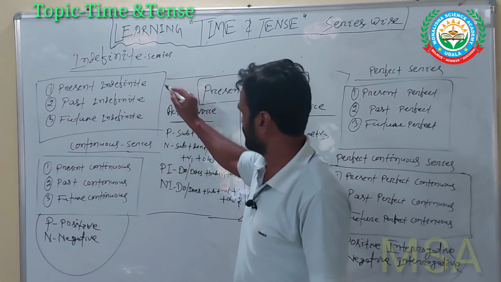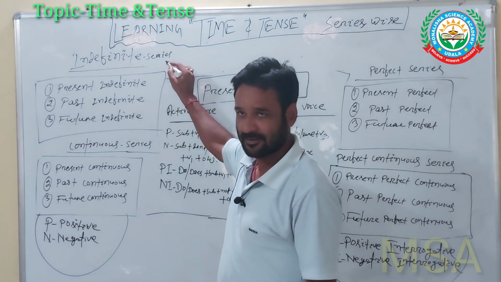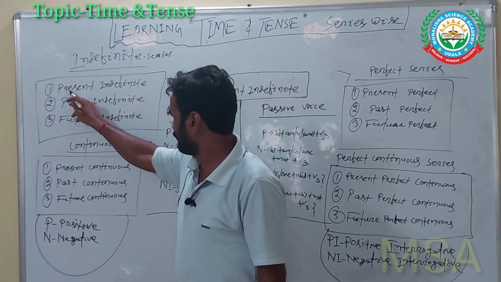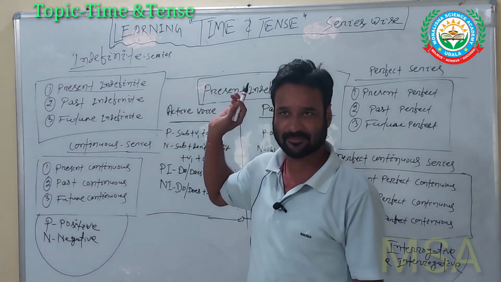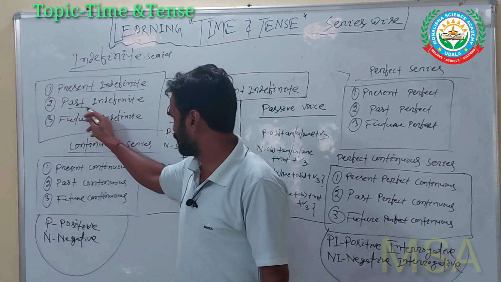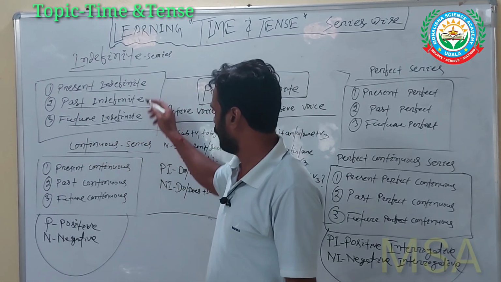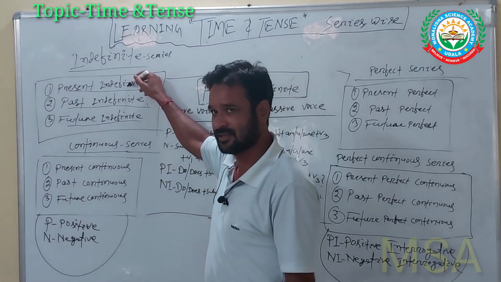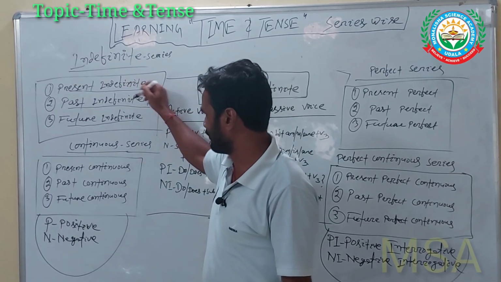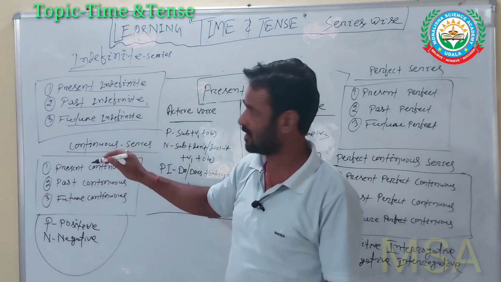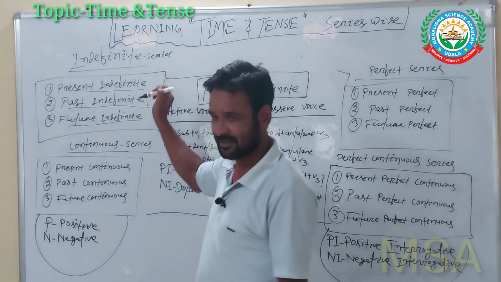So this box is called the indefinite series. In the indefinite series box you can see the first one is present indefinite, the second one is past indefinite, and the third one is future indefinite. So all three, present indefinite, past indefinite and future indefinite, are in one box, and we call this box the indefinite box, right?